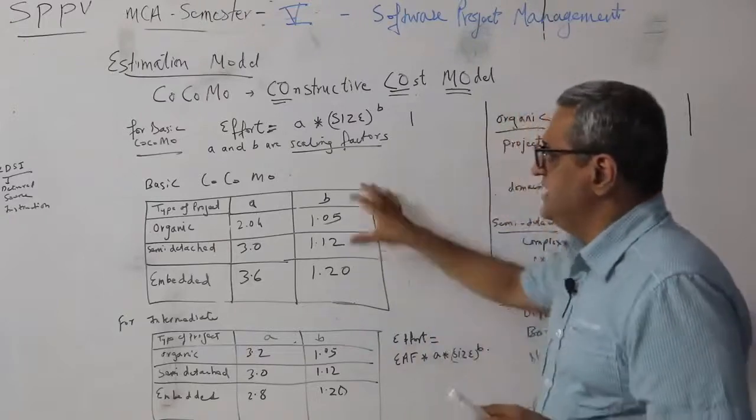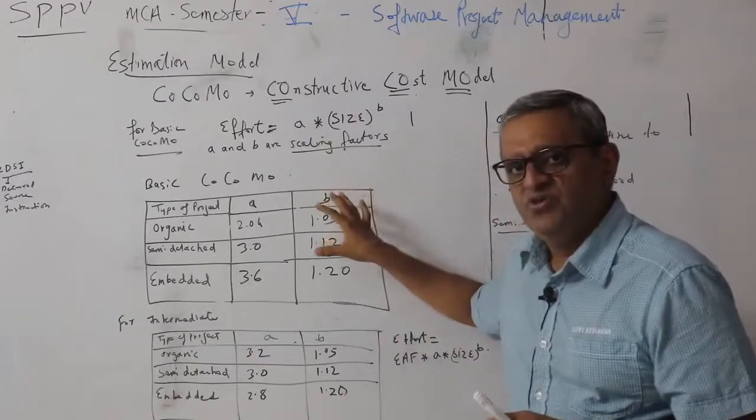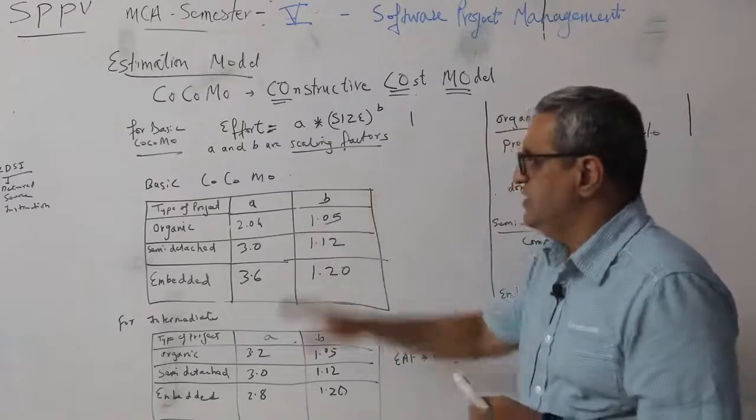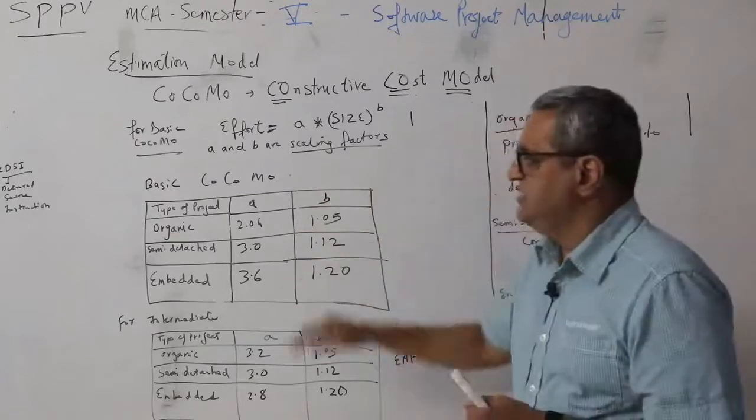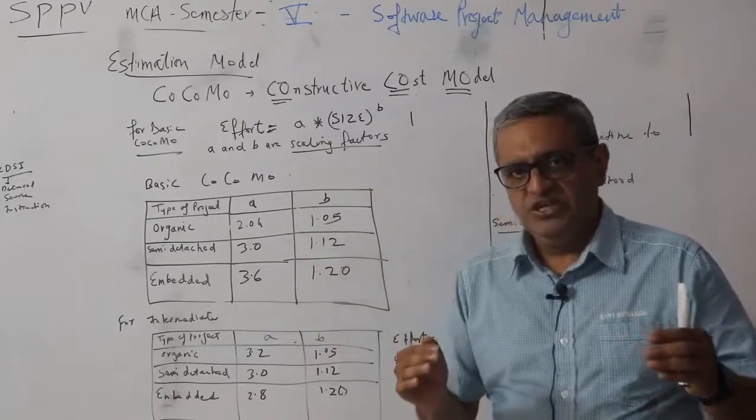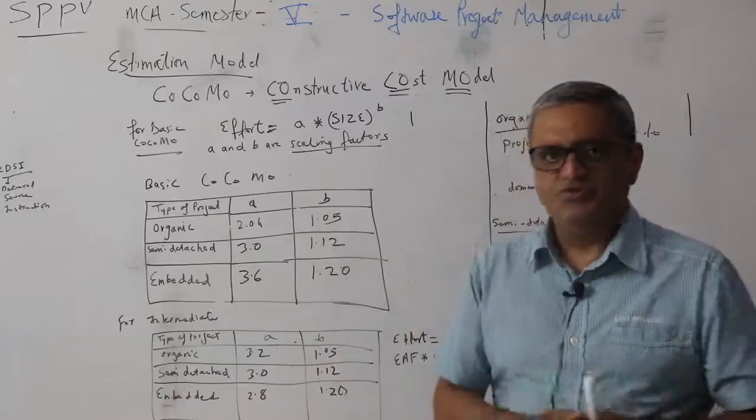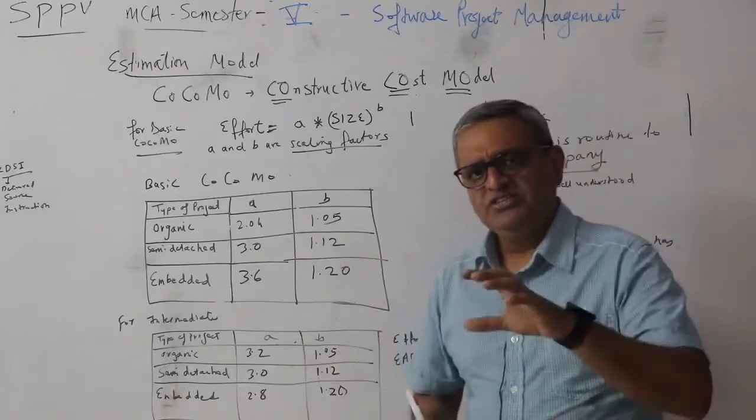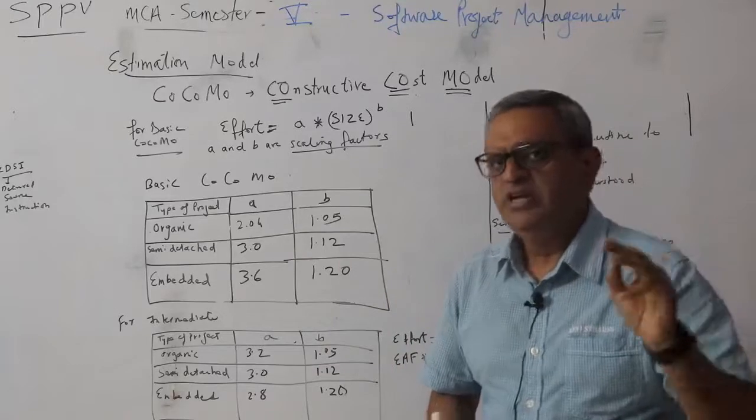Now let us see what values of A and B are taken for basic COCOMO, and these values change based on the types of projects. Projects are categorized into three types.